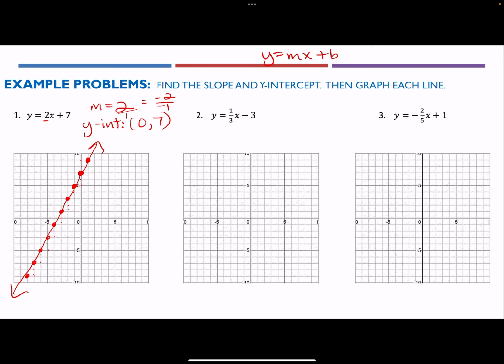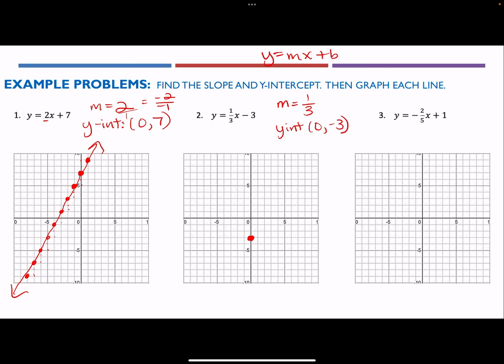All right, number 2. Identify the slope, 1/3. Identify the y-intercept, 0, -3. That's step 1. Write that stuff down. Step 2 is to draw a point at the y-intercept. So the point 0, -3 is right there. That's my y-intercept. That's where I'm going to start counting for step 3 to use my slope.